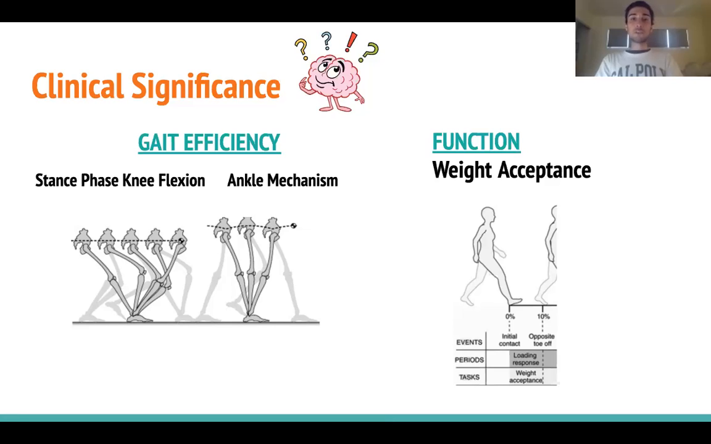In terms of function, weight acceptance is most affected due to the presence of a foot flat initial contact as well as a posterior trunk lean during loading response. The individual's lack of dorsiflexor strength, hip extensor strength, and ankle mobility is affecting his ability to accept weight during loading response, leading to several gait abnormalities.